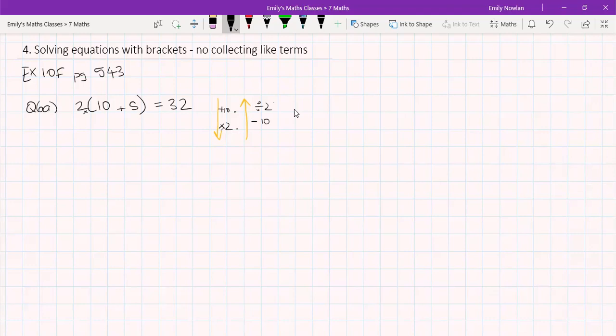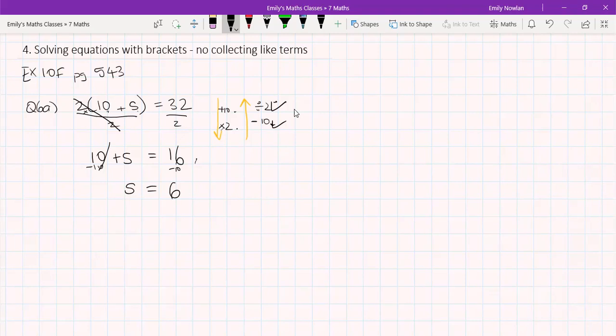Okay, so let's do the divide by 2 first. Divide by 2, divide by 2. Then we've got a 2 on the top and a 2 on the bottom as a fraction, so we're left with 10 plus S equal to 32 over 2, which is 16. Next we need to take away the 10. The 10 minus 10 goes, and we're left with S is equal to 16 minus 10 is 6. So we put it back in: 10 plus 6 gives me 16, times by 2 is 32.